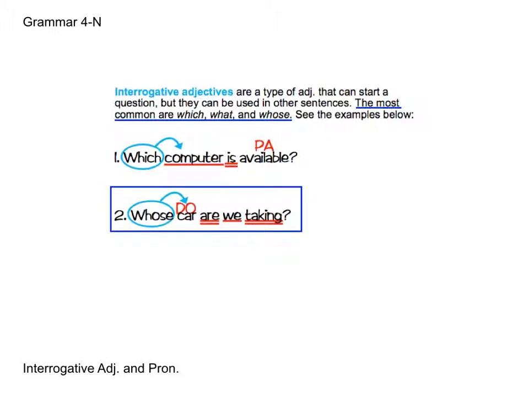Next we have, whose car are we taking? Once again, we have our subject and we have our verb phrase. Pretty straightforward. We are taking. And what is being taken? The car. The car is the direct object, but we don't know who owns the car. We don't know the owner. So whose car? We're asking to get more information, and whose is describing the car.